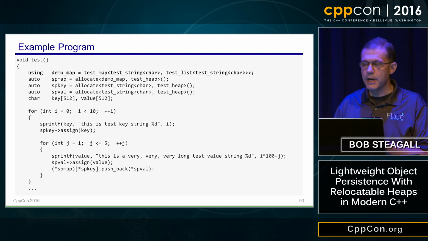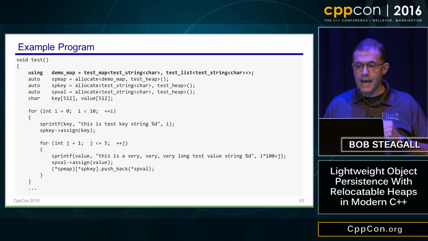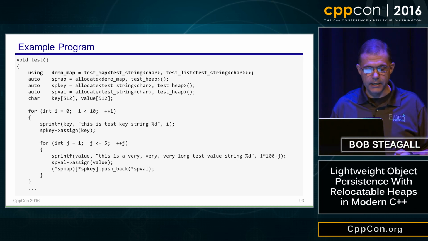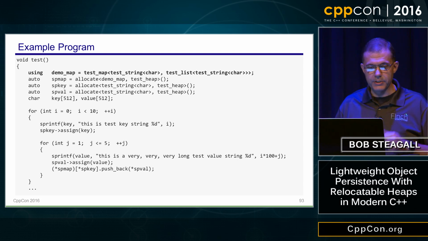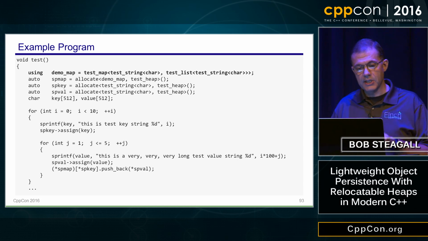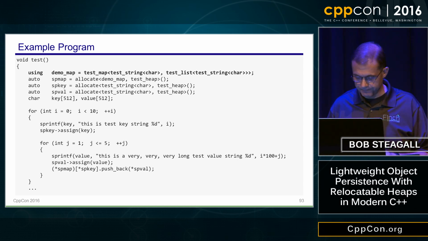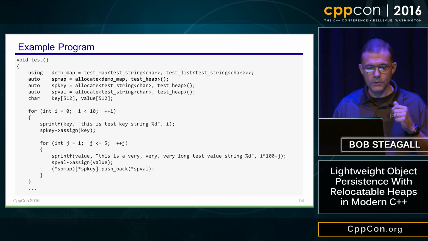So here's an actual function. The highlighted code shows the actual type that I'm going to allocate, and I call it demo map. So a demo map is a test map which is instantiated using a test string of char as the key type and a test list of test string of char as the value type. And this is where I'm going to allocate it.